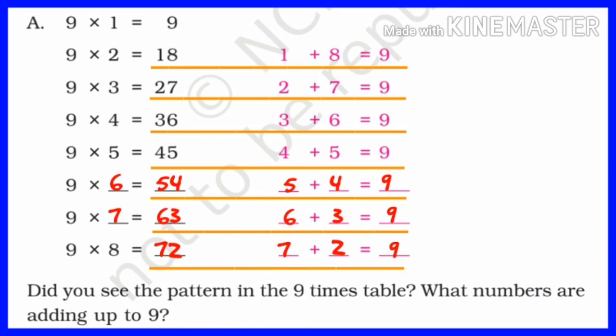The question below it is, did you see the pattern in the 9 times table? Yes, we have seen the pattern. Every time when we add the digits in the answer, we will always get 9. What numbers are adding up to 9? We get the answer 9 in all the numbers, so the answer will be all.